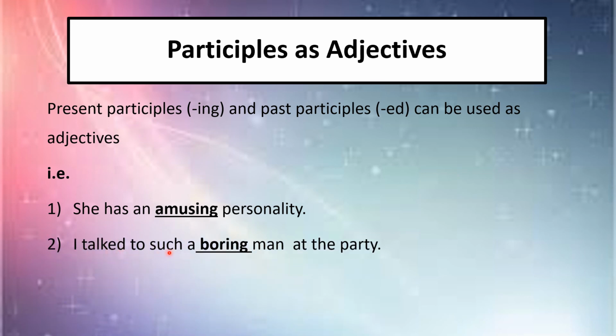I talked to such a boring man at the party. Boring is the present participle and it has been used as adjective in this sentence. You're talking about man, which is a noun. The tired man wanted to rest. Tired is the past participle in the sentence. It is used to explain the man. So it is an adjective.